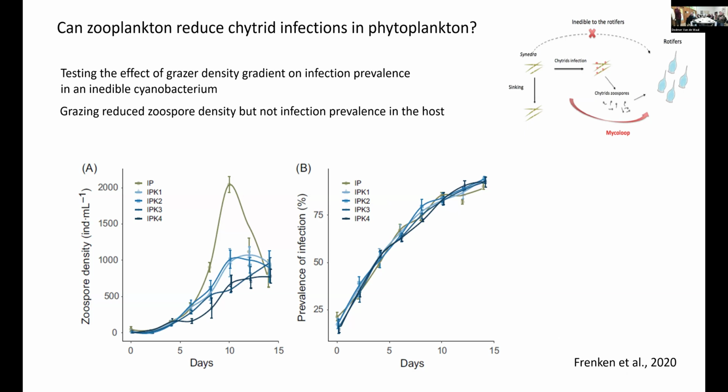So Thijs did this really nice experiment using a Synedra culture. So Synedra are diatoms which are kind of a long needle. They're not edible for tiny zooplankton rotifers. But if you infect a Synedra with chytrids, the chytrids make zoospores. These zoospores are then actually edible for the rotifers.